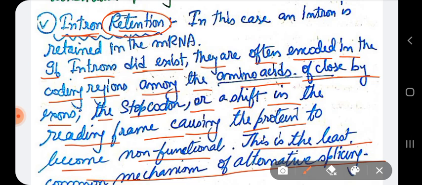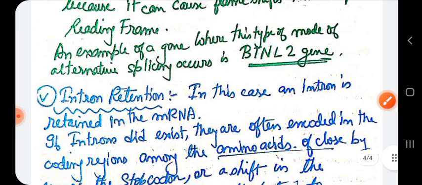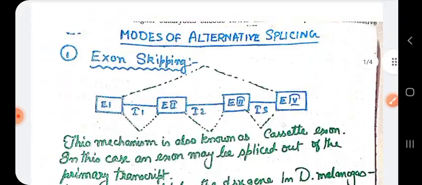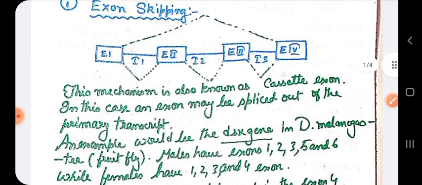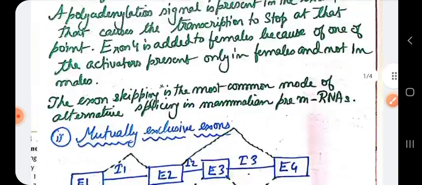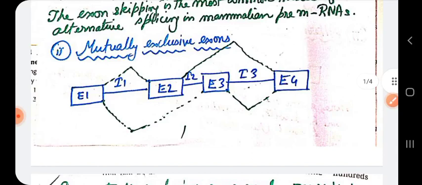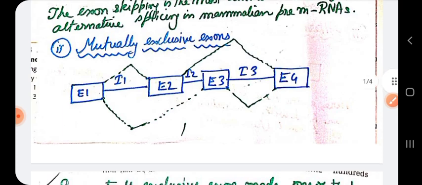So this was all about alternative splicing, where through a revision I will try to go. First is exon skipping, where you can skip any of the exons between them. It can be spliced out. The best example is the Drosophila DSX gene. Mutually exclusive exons, all the exons will not remain together but in pairs. Okay, this is another way.